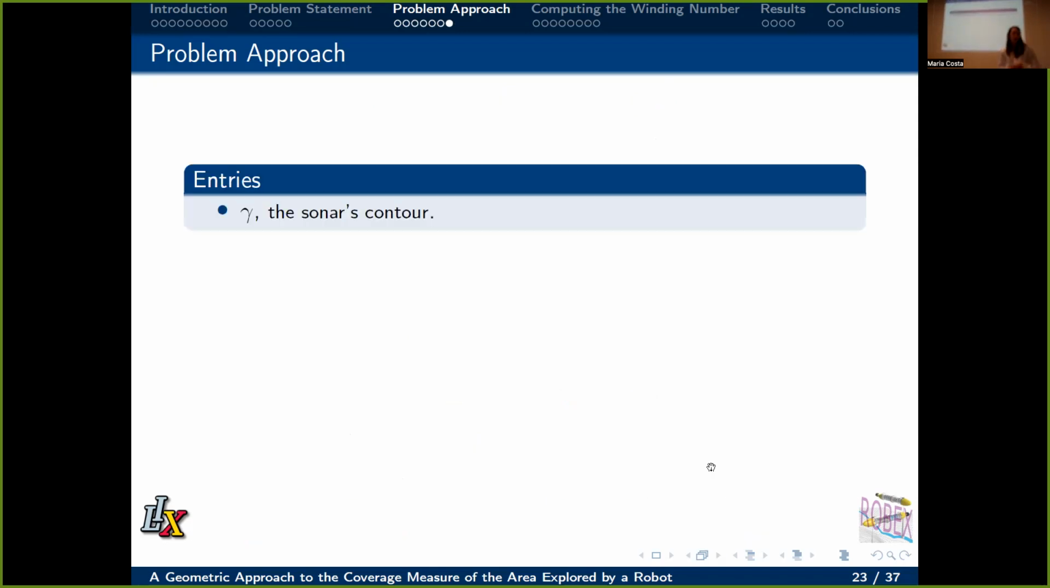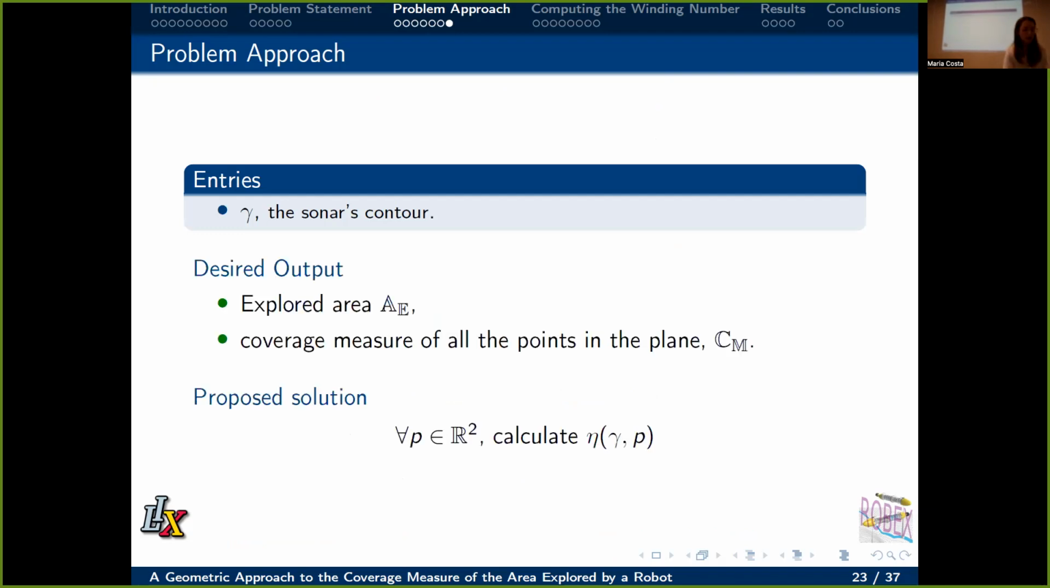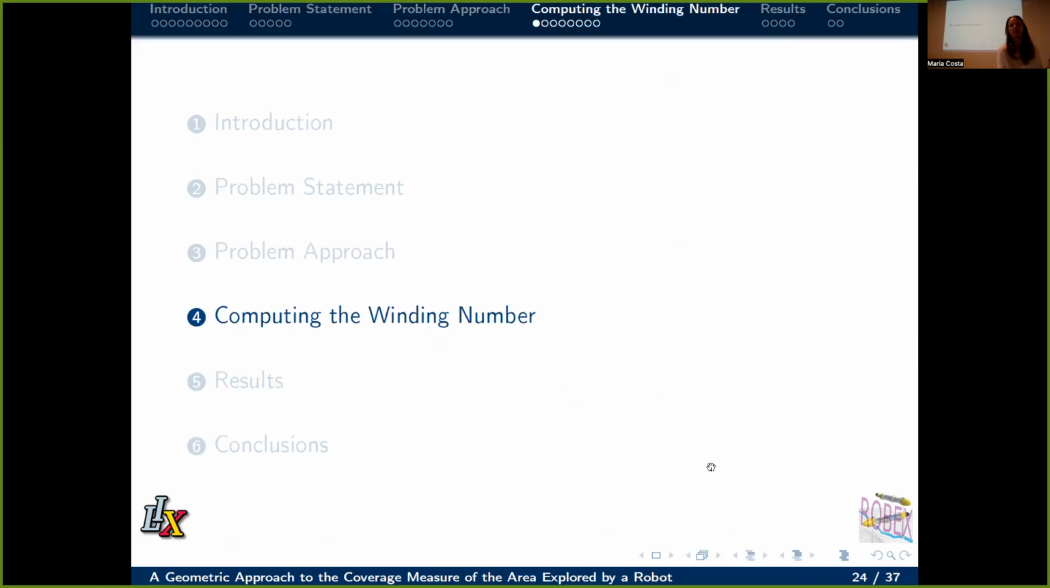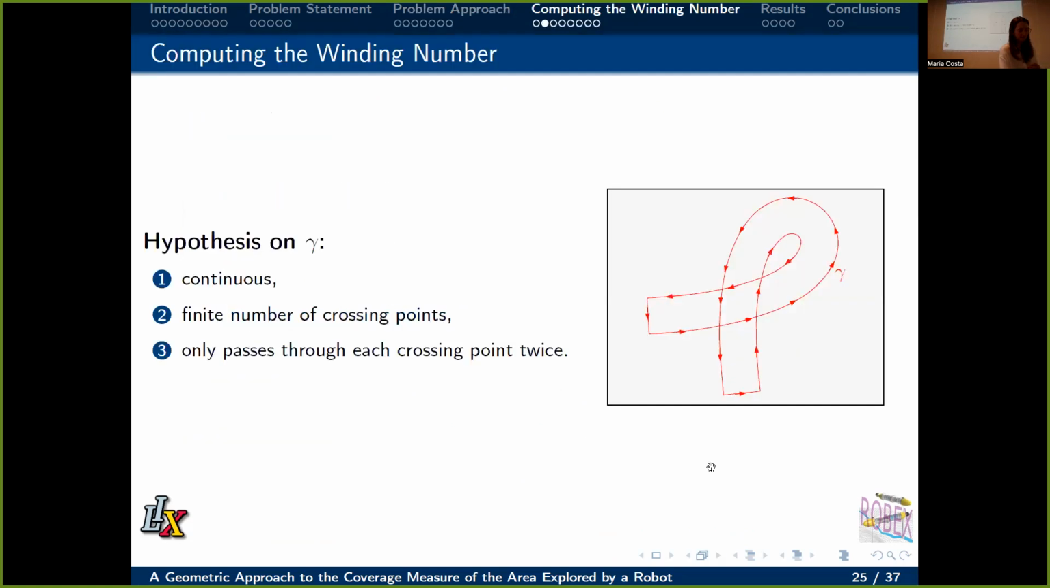Okay, so to rearrange the problem, we have the sonar's contour. We want to estimate the explored area, the coverage measure, and for this, we are going to compute the winding number of the sonar's contour with respect to all the points in the plane. So I will tell you right now how we do this efficiently, and we will be using some interval analysis.